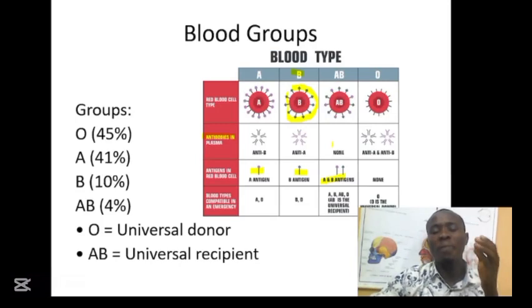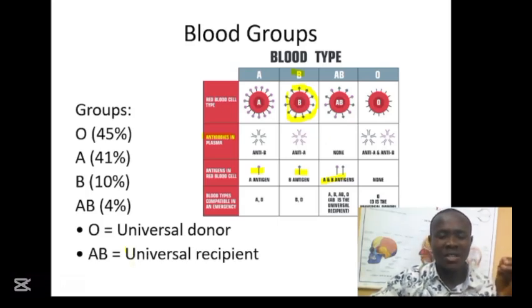Then we have blood group AB. Blood group AB does not have anti-A or anti-B. So in this case, blood group AB can accept all the blood groups without causing any agglutination, because they do not have anything that is against the other blood groups. So it is regarded as the universal recipient. And since O does not have any antigen on it which an antibody can react against, it is regarded as the universal donor. So in that case, you can transfer it to any of the blood groups that we have.